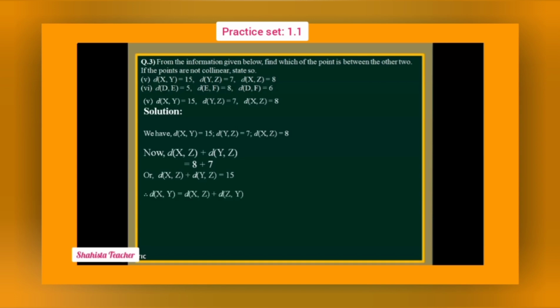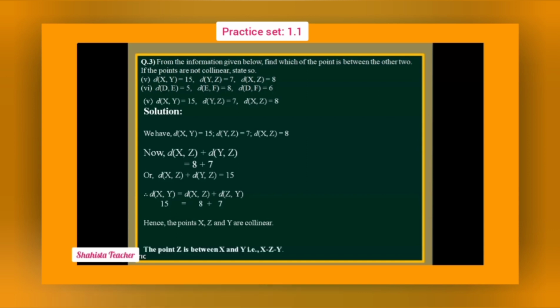Now distance of xz plus distance of yz is equal to distance of xy. So here after adding these two numbers, 8 plus 7, we get the third number, and this third number is equal with this xy. Okay, so now this is collinear. So 15 is equal to 8 plus 7. That means hence the points x, z and y are collinear, and z is in between. Point z is in between x and y.